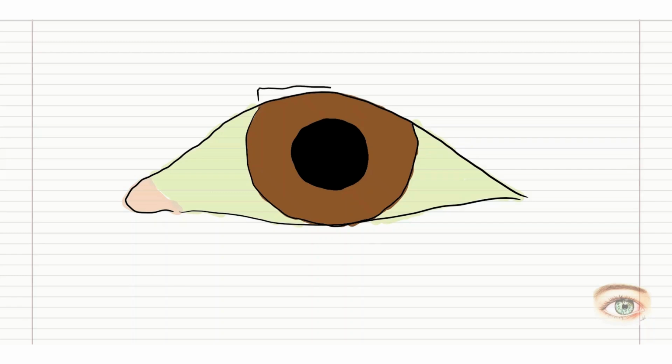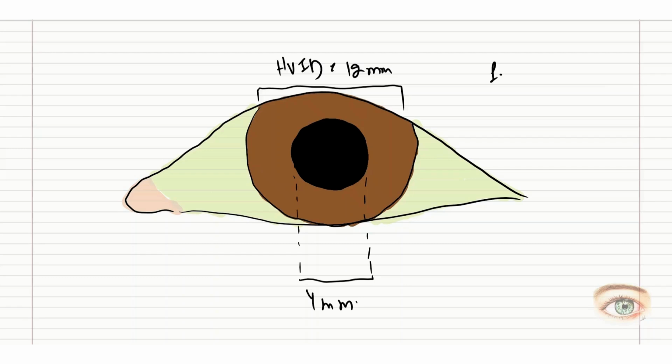Now, how are you going to measure this deviation? We know that the horizontal visible iris diameter is 12 millimeters, and roughly the diameter of the pupil is 4 millimeters, right? Now, 1 millimeter is equal to 7 degrees and 1 degree is equal to 2 prism diopters.